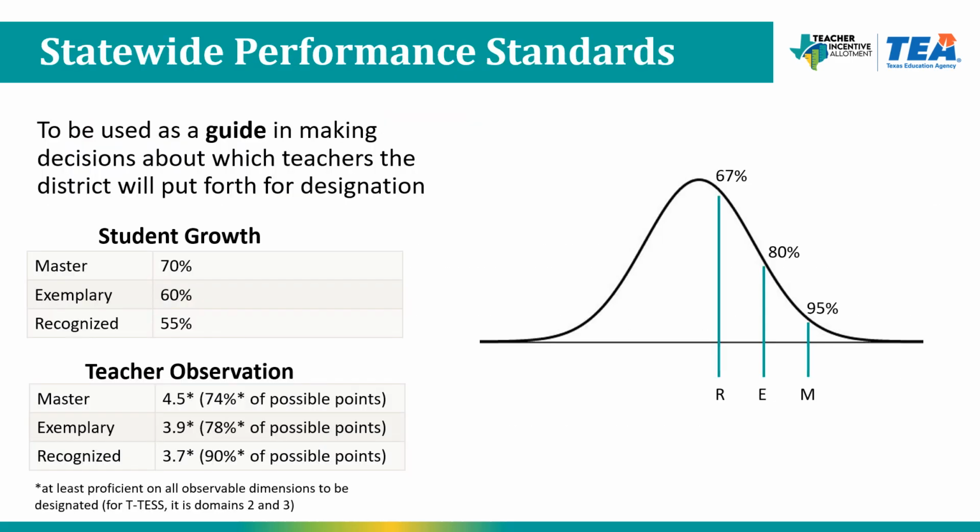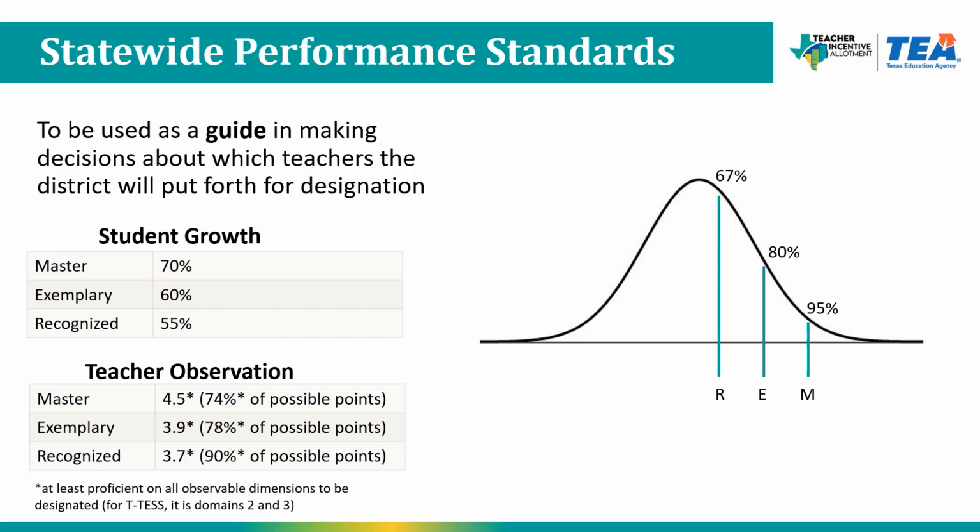As districts outline decisions around eligible assignments, teacher observation, and student growth, they should be aware of the statewide performance standards. TEA established statewide performance standards to serve as a guide for determining designations and cut points. At a statewide level, a recognized designation represents the top 33% of teachers, exemplary the top 20%, and masters the top 5%. We use these percentiles to determine the performance standards.